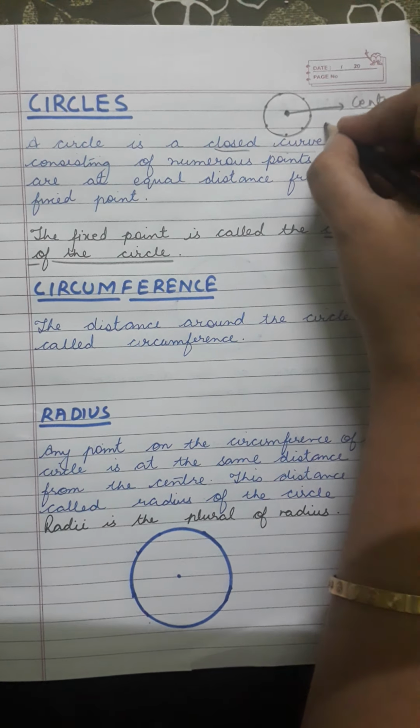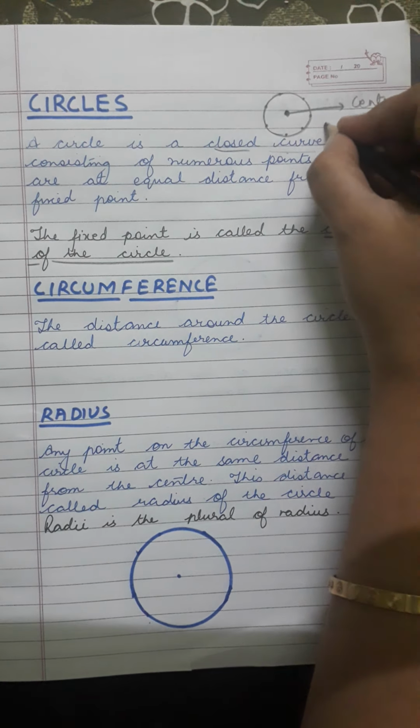Now second, it is the circumference of a circle. It is the distance around the circle. It is called the circumference. If this is my circle, then this boundary of the circle, this distance around the circle, is called the circumference of a circle.